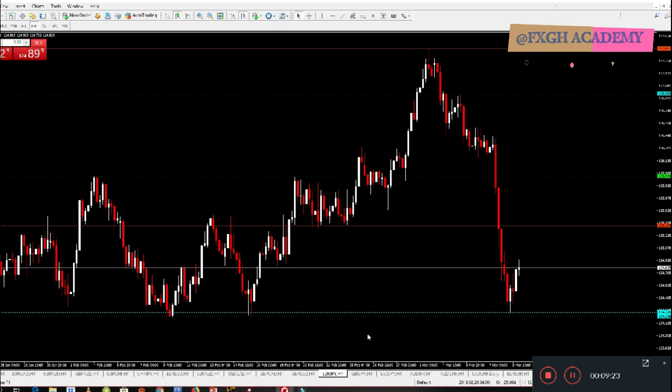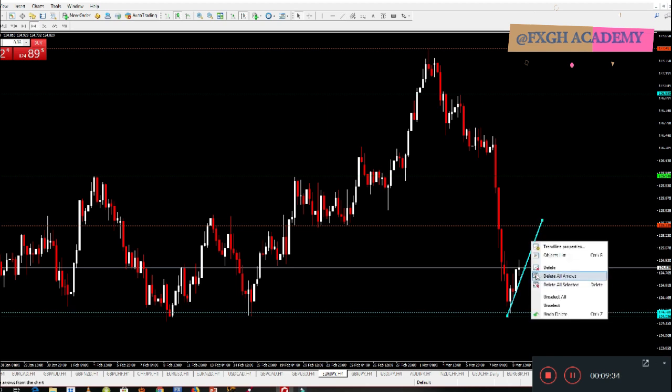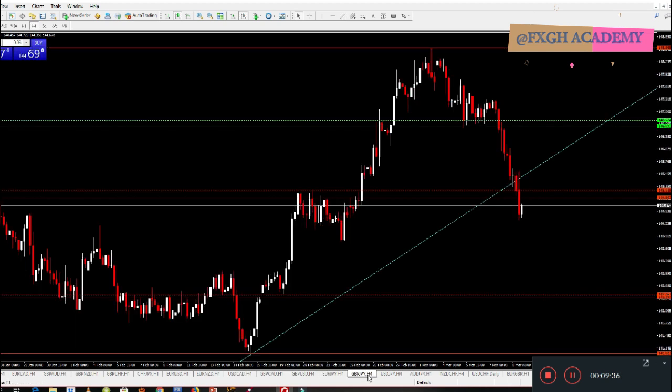EUR/JPY, if you can get a pullback from here all the way to this side or this side, we'll see sudden pressure happening over there. GBP/JPY also broke out from a trend line. If you can get a pullback, we'll see further sell.